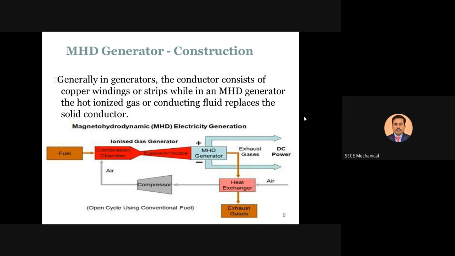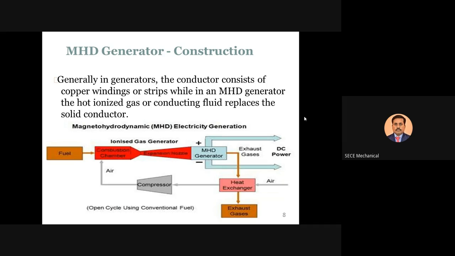Combustion takes place in the MHD generator with the help of an air compressor and a fuel supply system. The air and fuel are mixed in the combustion chamber, then the hot ionized gas is produced. With the help of the expansion process through the nozzle, it goes to the MHD generator. When it flows through the magnetic field, then the power is generated. So this is the basic working principle of MHD generation.